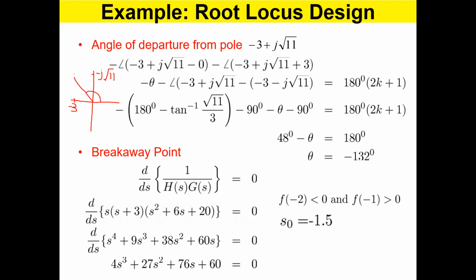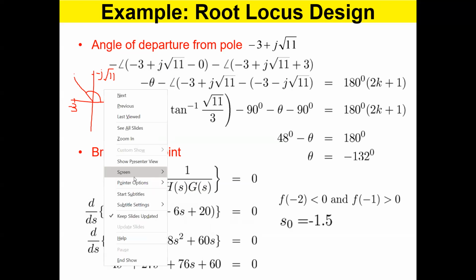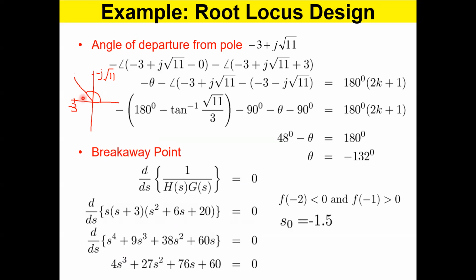Okay, but we write it as the other angle, right? This angle, which is 180 minus this angle, right? So that is tan inverse root 11 over 3. So then you get this angle. Then if you look at the second one, minus 3 plus 3 cancel out. So it is j root 11. So j root 11, you have something like this. So the angle is 90 degrees. Okay, so that is why 90 is here.